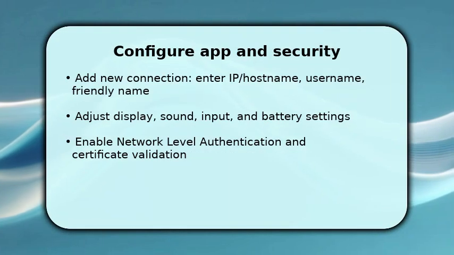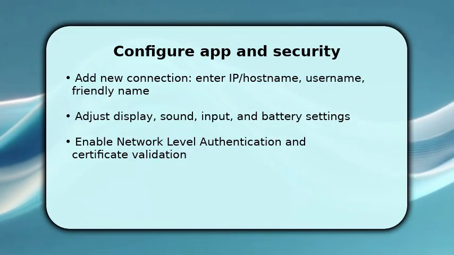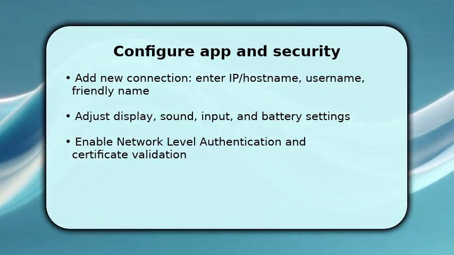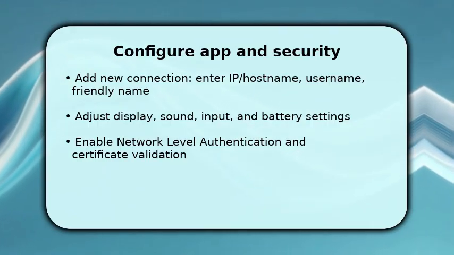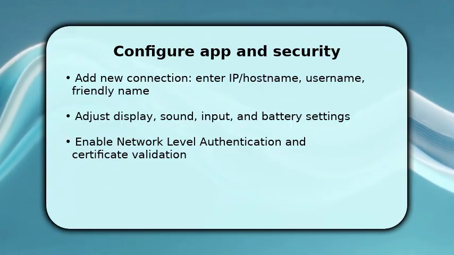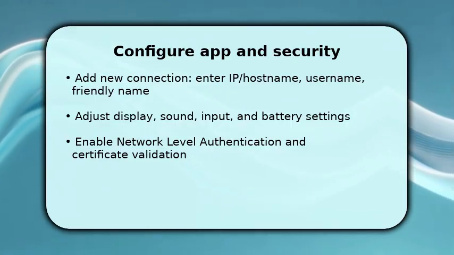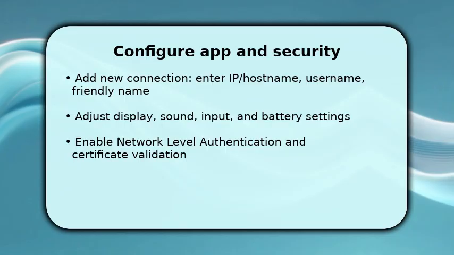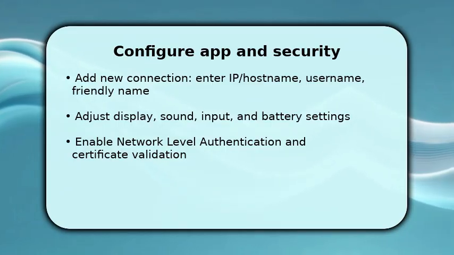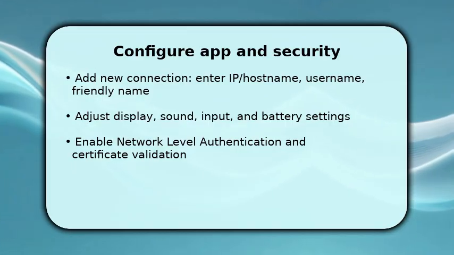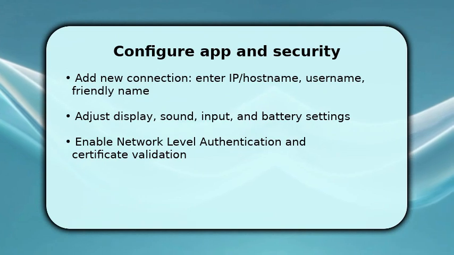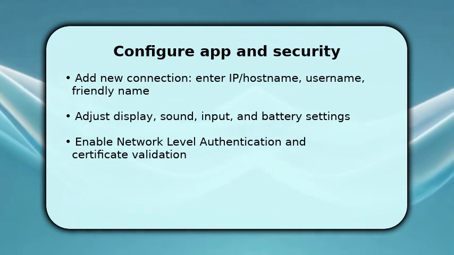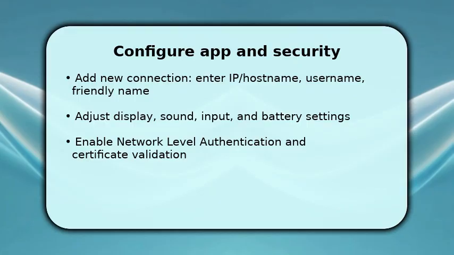Now open the app and create a new connection entry. Type the host IP or hostname, assign a friendly label, and enter the user account. Choose whether to save the password. Configure display resolution and scaling to match your screen, enable sound redirection or touch keyboard options, and reduce bandwidth usage for cellular. For security, require network-level authentication and validate server certificates. If you use a VPN, connect it first. These steps prevent prompts and ensure a stable, secure session.